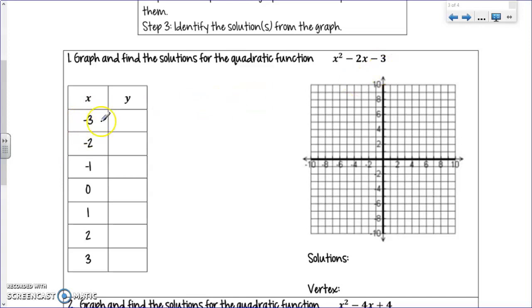Okay, so we have -3 here. So we're going to do f of -3 equals -3 squared, because I'm plugging -3 in place of x. Does everybody see where I'm at?